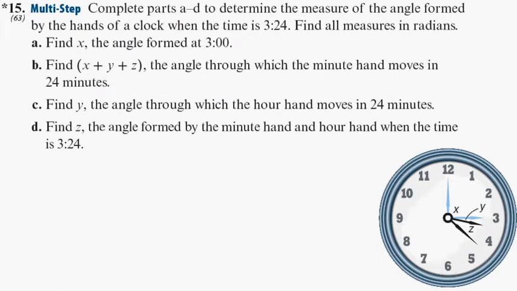Okay, we've been asked to complete parts A through D to determine the measure of the angle formed by the hands of a clock when the time is 3:24. We're finding all measures in radians, and I'm just going to tell you right up front here, C and D are bonus, okay? So I'm not going to do those on the video. If you'd like to wrestle with those on your own, I'm going to let you do that on your own time. Find X, the angle formed at 3 o'clock, okay?